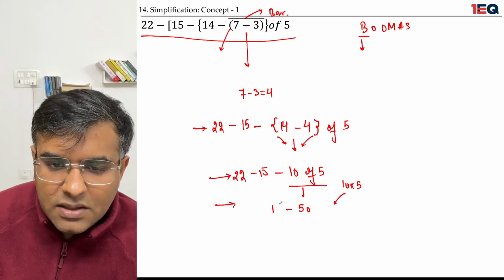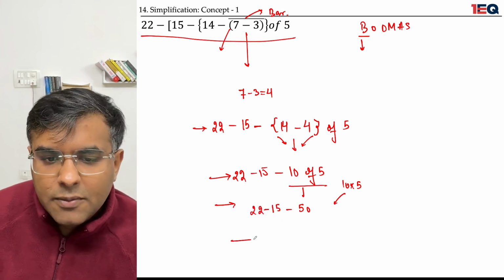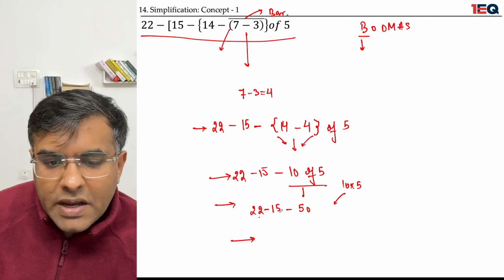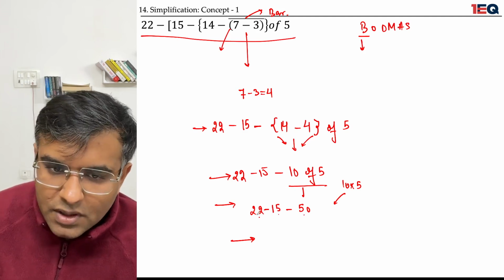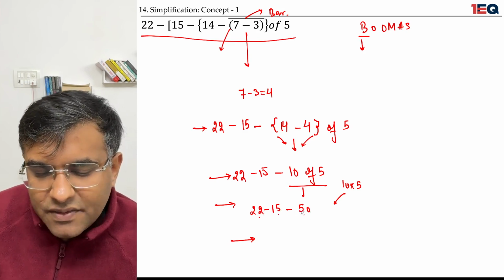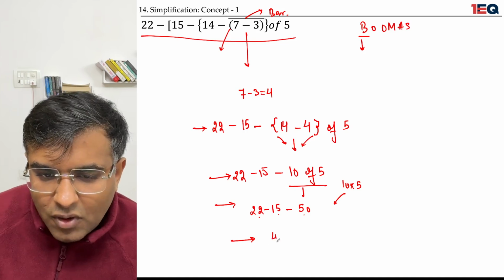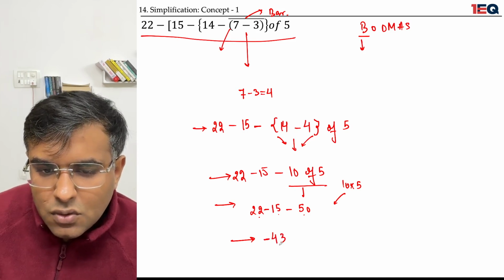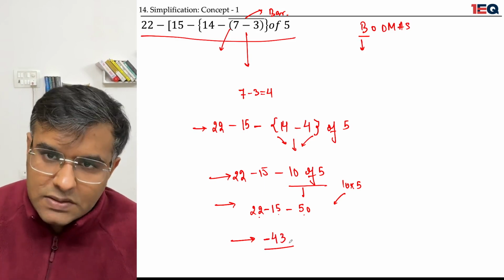There is a minus sign, there is a 15 over here, and there is a 22 over here, another minus sign. So 22 minus 15 minus 50. 22 minus 15 is going to be a plus 7, and minus 50 and a plus 7 would make 43 negative. So minus 43 is my answer.